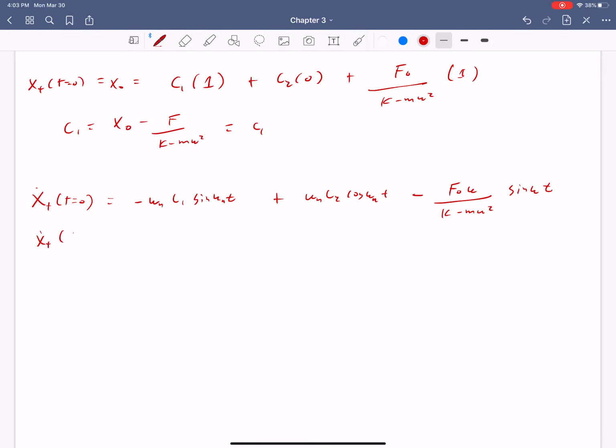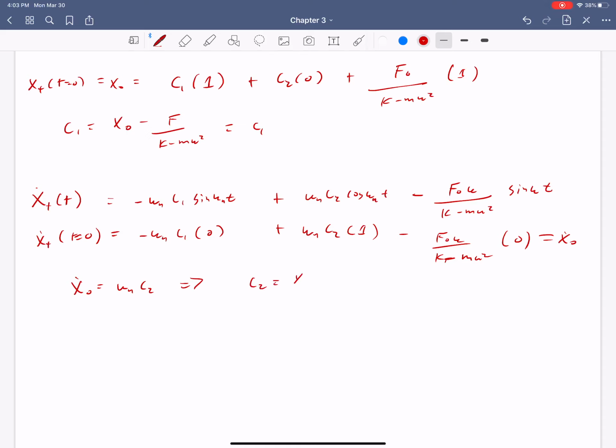So x dot of t at t equal to 0: sine of 0 is 0, so we have negative omega n C1 times 0, plus omega n C2 times 1, minus F naught omega over k minus m omega squared times 0. And that's all equal to x dot naught. So x dot naught is equal to omega n C2. That tells us that C2 is x dot naught over omega n.